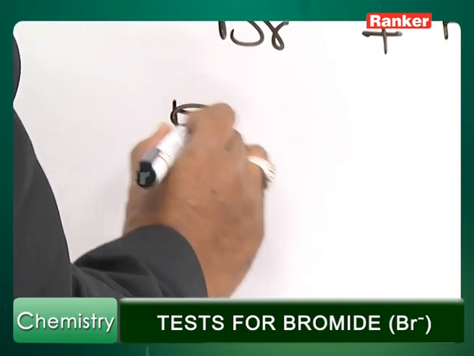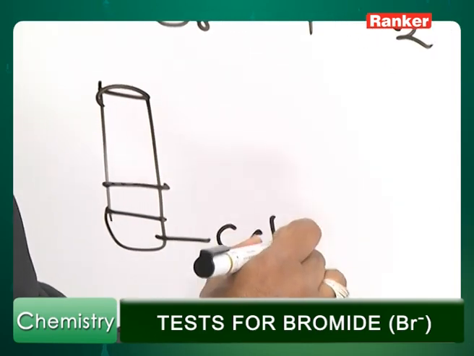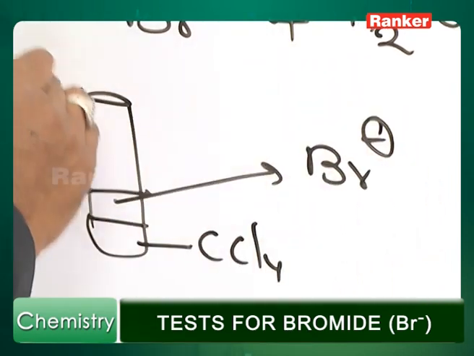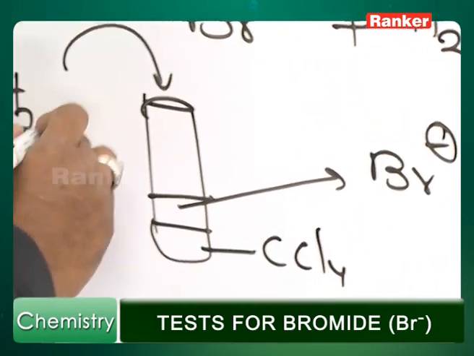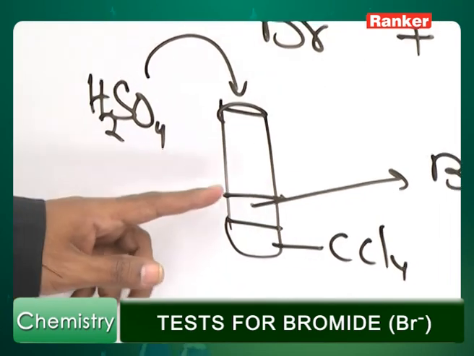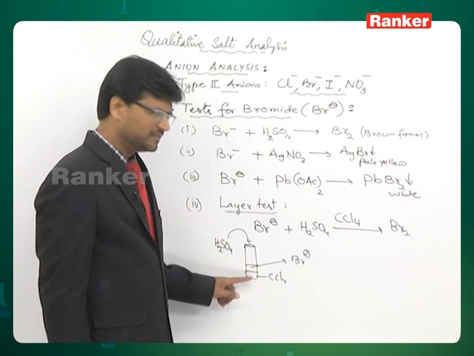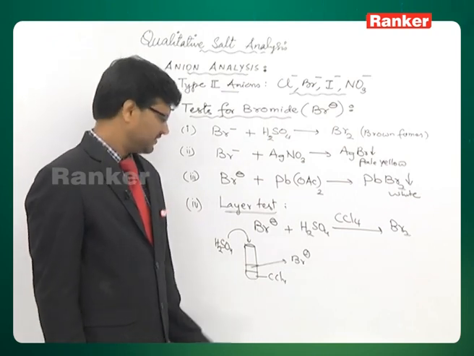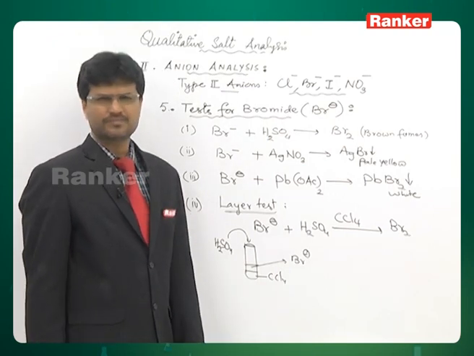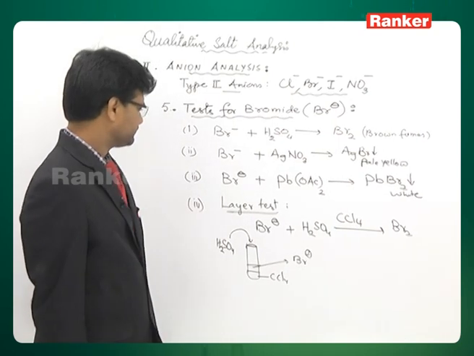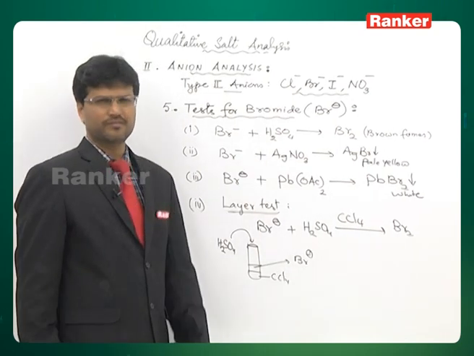There are two layers. This is CCl4. Here you have bromide salt. When you add sulfuric acid, bromide in this layer, aqueous layer, will become bromine, and this bromine will dissolve in CCl4, and the CCl4 layer develops reddish brown color. So this is layer test for bromide. So these are few important tests for bromide.